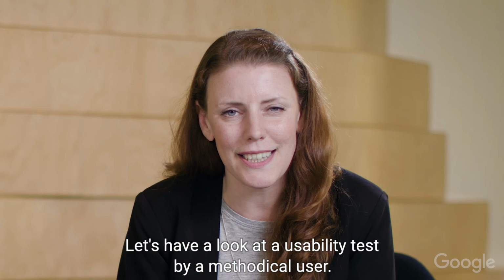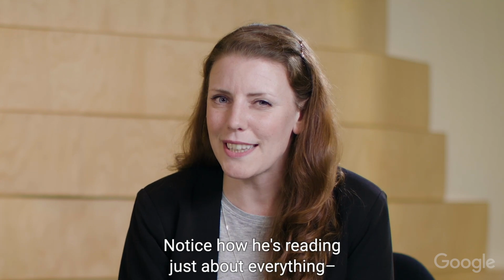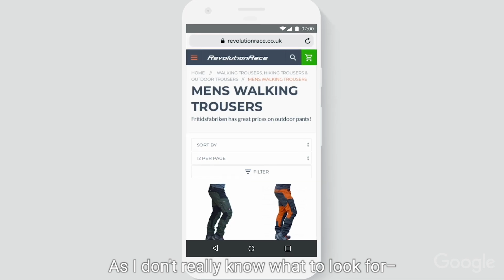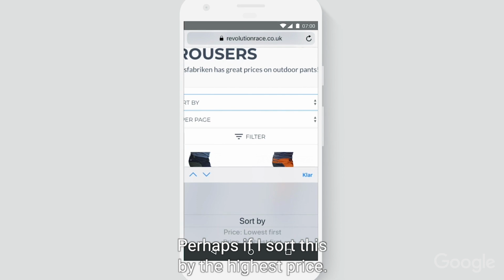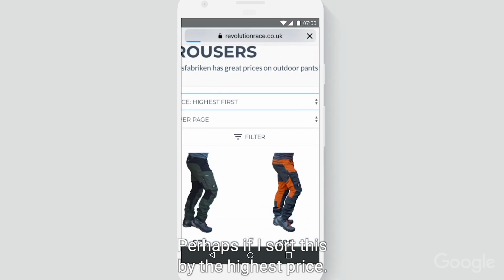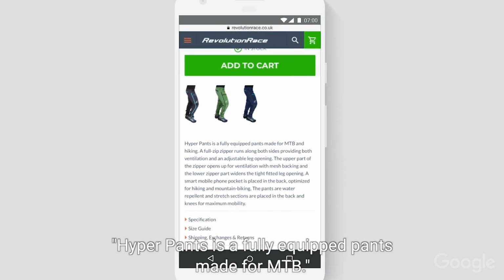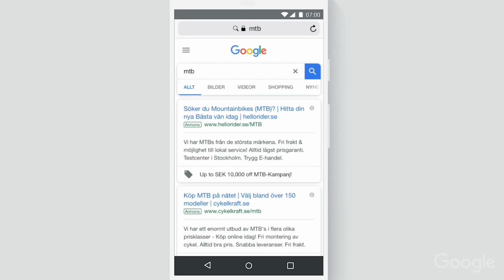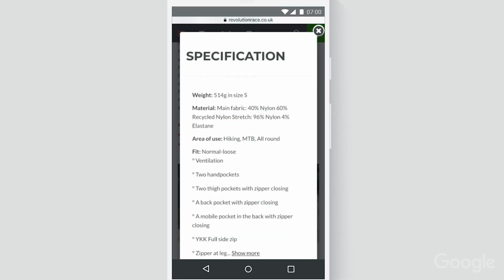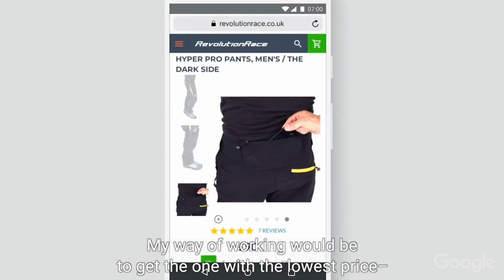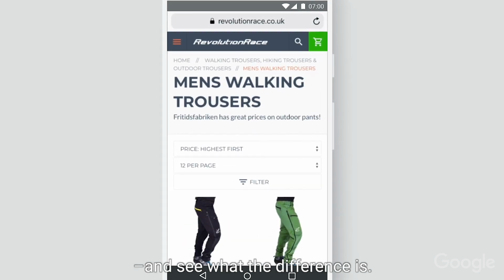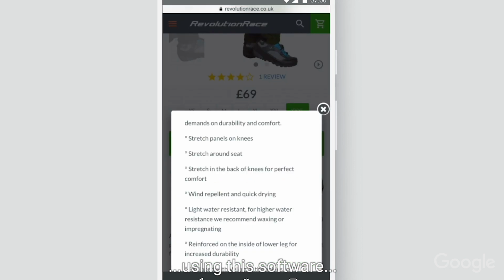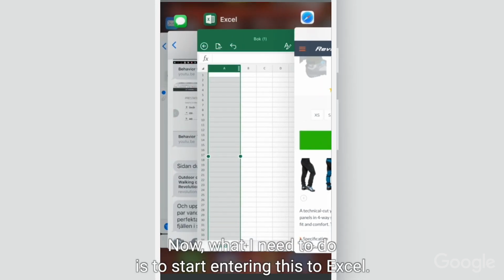Let's have a look at a usability test by a person that's quite methodical. Notice how he's reading just about everything and how he's focusing on comparing. As I don't really know what to look for, I thought perhaps if I sort this in the highest price first. Hyperpants is fully equipped pants made for MTB. What is MTB? MTB. Mountain bike. Okay. My way of working would be to get the one with the lowest price and see what's the difference. The problem is that I can't really compare in this software. Well, now what I need to do is to start writing this into Excel.